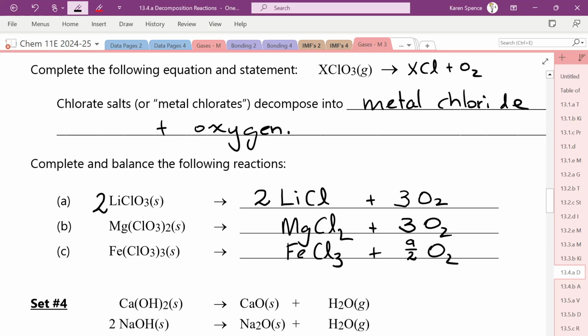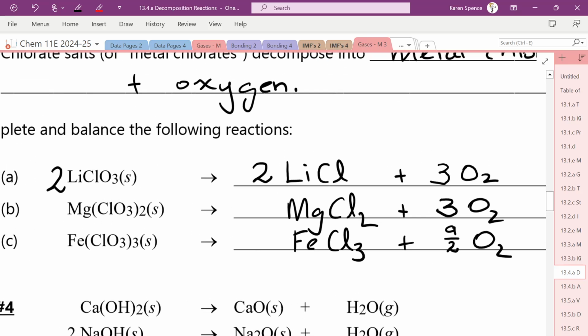All right, we're out of time. I would personally balance this last one by doing halves, right? Because that would just make my life easier because I've got the amount of chlorines I want. I've got the amount of irons I want. So if I want to have 9 oxygens, I can say 9 halves of O2. Then I multiply everything by 2 and my coefficients end up being 2, 2, and 9. That's just a reminder of how you can use halves.